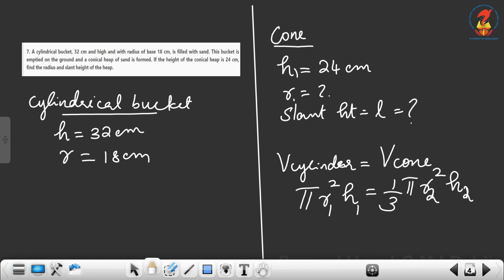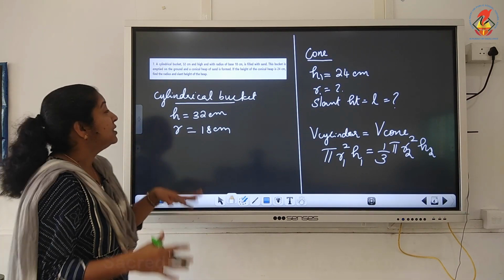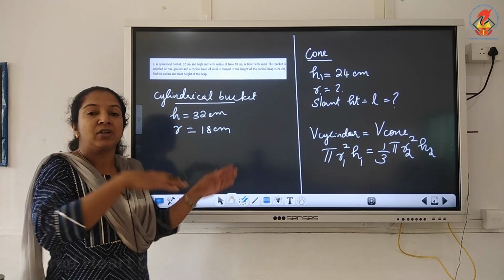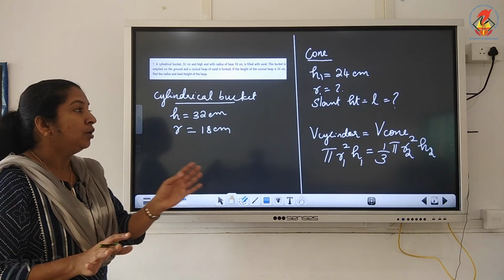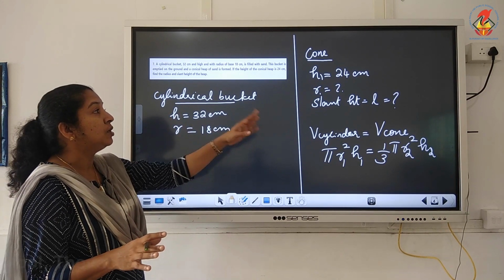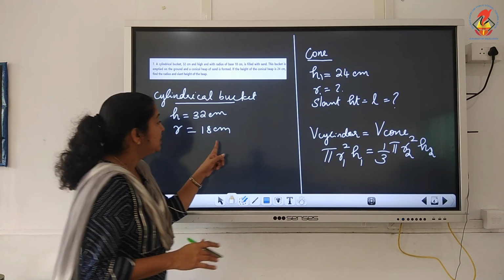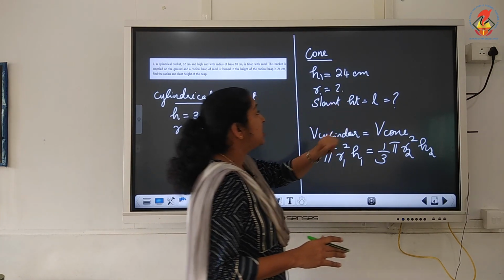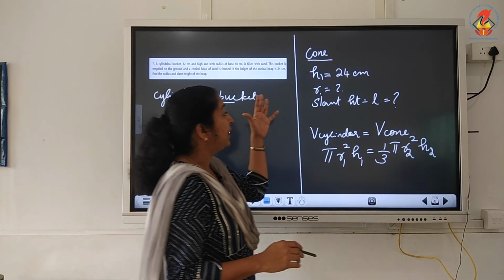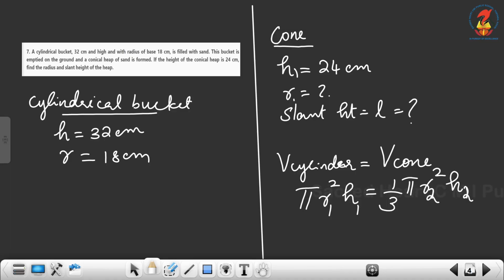So a cylindrical bucket full of sand is emptied on the ground as a conical heap. So the cylinder is changing as a cone. So no loss or no gain. So the volume of the cylinder is equal to the volume of the cone. Height is given as 32 centimeter and radius is given as 18 centimeter. Here height h2 is given as 24, r2 you have to find, slant height you have to find. You have to use this relation. Here you have to use r1 and r2 because both the radii are different. So one is r1, other is r2. Same way h1 and h2.